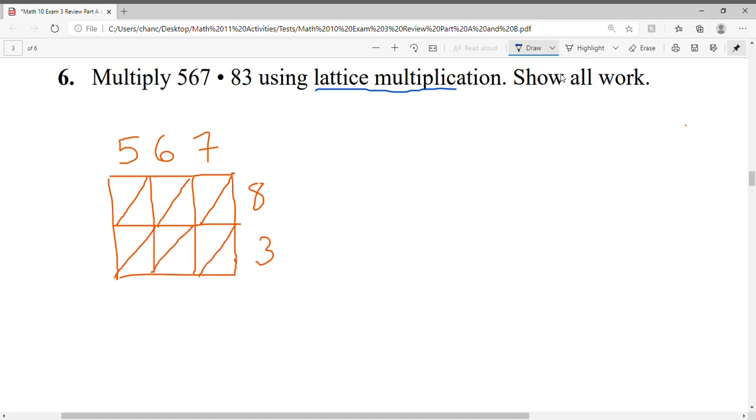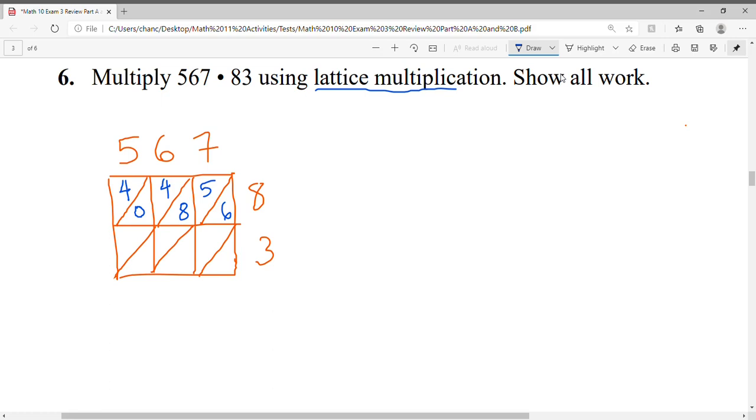Now we'll multiply. 5 times 8 is 40. Put a 4 and a 0 here. 6 times 8 is 48. We'll put a 4 and an 8. 7 times 8 is 56. We'll put a 5 and a 6.